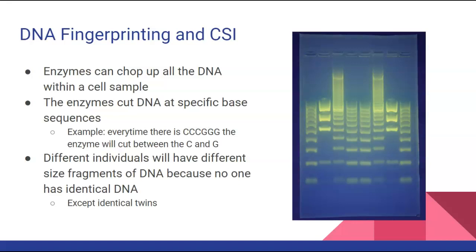CSI. So this is a gel. This is a gel electrophoresis that has been run. You can see all the DNA bands as they move through it. But a different way that we can chop up the DNA is just with enzymes. The enzymes that we use can cut DNA at specific base sequences. Like if you have a specific sequence you're looking for, like CCCGGG, an enzyme will cut between the C and the G.